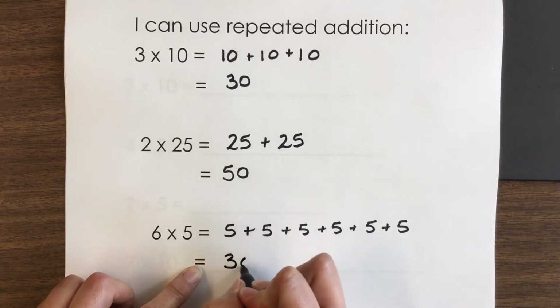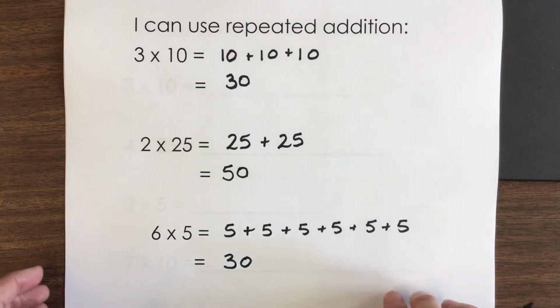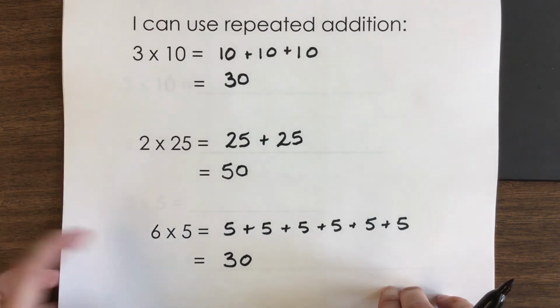My answer is 30. So can you think of a coin or bill that has a 5 in it where you skip count by 5? Did you say nickel? Did you say a $5 bill? Because you were correct on both. All right, so we can use multiplication and repeated addition to solve these questions.